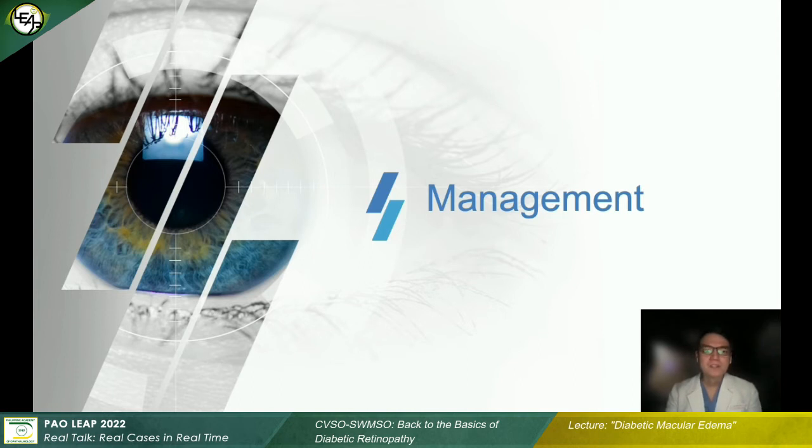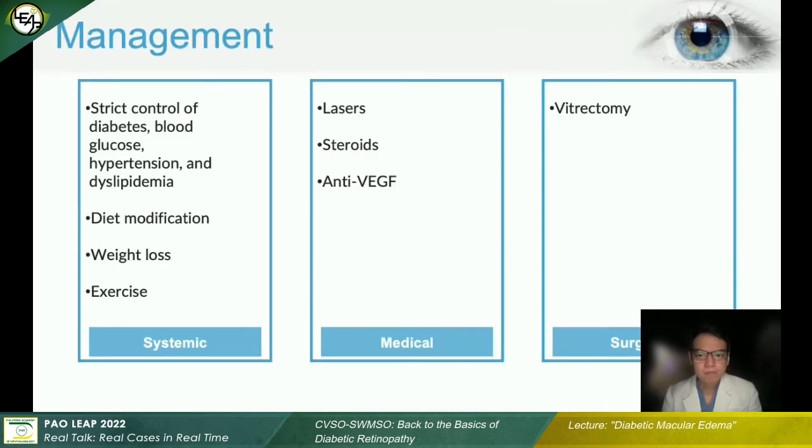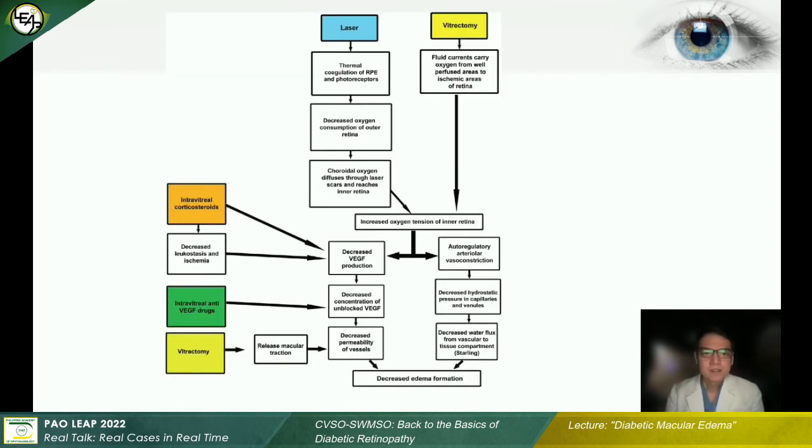Let us now move on to management. Management of DME can be achieved via a variety of ways, starting from addressing systemic issues, laser therapy, intravitreal injections of anti-VEGFs, or implantation of drug delivery devices, and finally, surgery. Generally, this chart shows the effects of the different treatment modalities in the management of DME.